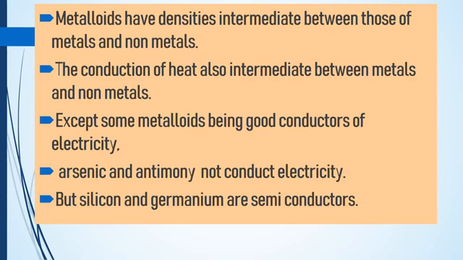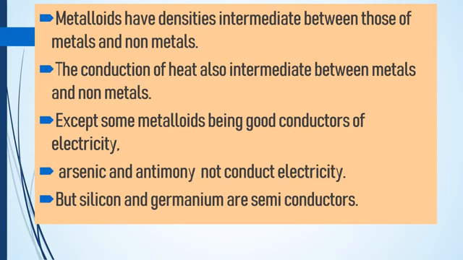The next property of metalloids is that they have densities intermediate between those of metals and non-metals. Yes, the densities of these metalloids also act in between metals and non-metals. The conduction of heat is also intermediate between metals and non-metals. Yes, because they are placed in the periodic table in between metals and non-metals. So obviously they show features of both a metal and a non-metal.